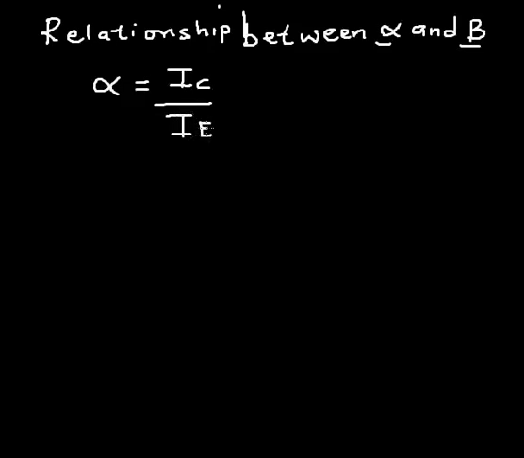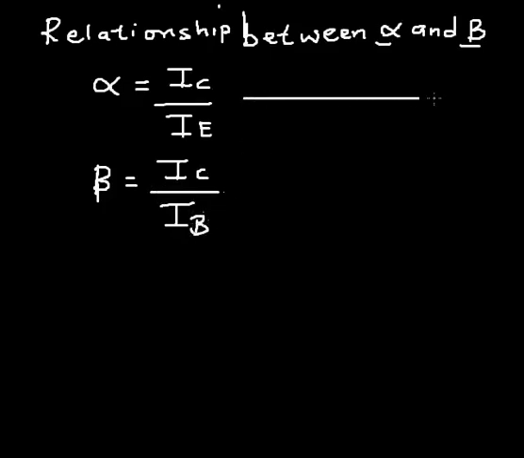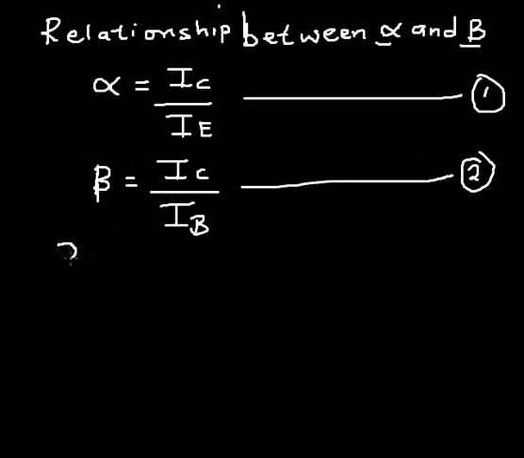Then, of course, beta is the DC transfer characteristic of a common emitter configuration, which goes as IC over IB. I like atomizing my equations. I call this equation 1, and this equation 2. For me to establish the relationship between alpha and beta, I have to divide the two equations, equation 1 by equation 2.